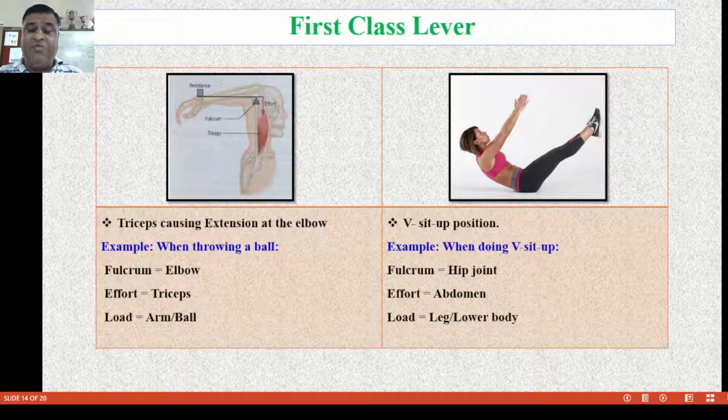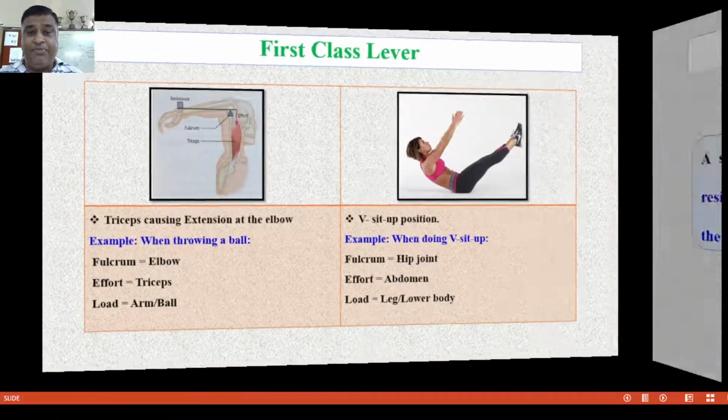The second example is the V sit-up position, where the fulcrum is the hip joint, the effort is the abdomen, and the load is the leg and lower body.